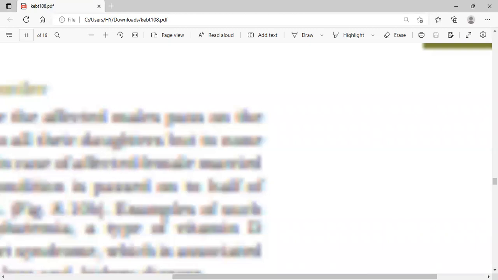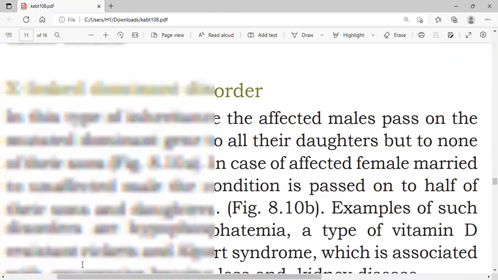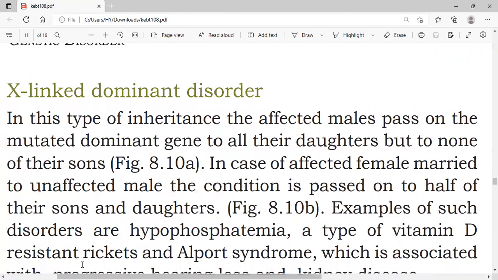So this is a muscular dystrophy, DMD, Duchenne's muscular dystrophy disorder. Now, X-linked dominant disorders. In this type of inheritance, the affected male passes on the mutation to their daughters, but none of their sons.